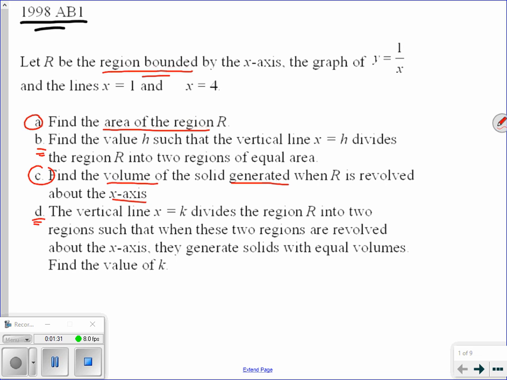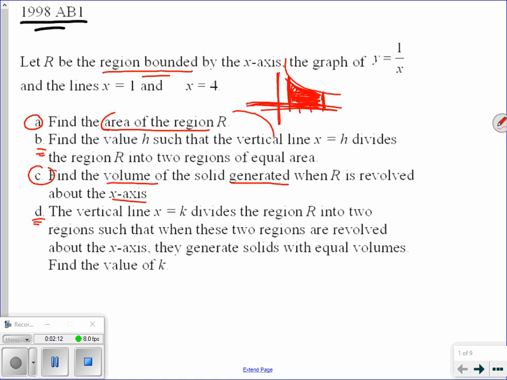So we have a region bounded by the x-axis. I'm going to sketch this out real fast. We have the x-axis, this horizontal line here, the graph y equals 1 over x, which looks like this, and the lines x equals 1, right here, and x equals 4. So 1, 2, 3, 4. The region that we have is bounded by this vertical line, the curve, and this horizontal line, so this shaded region right here.